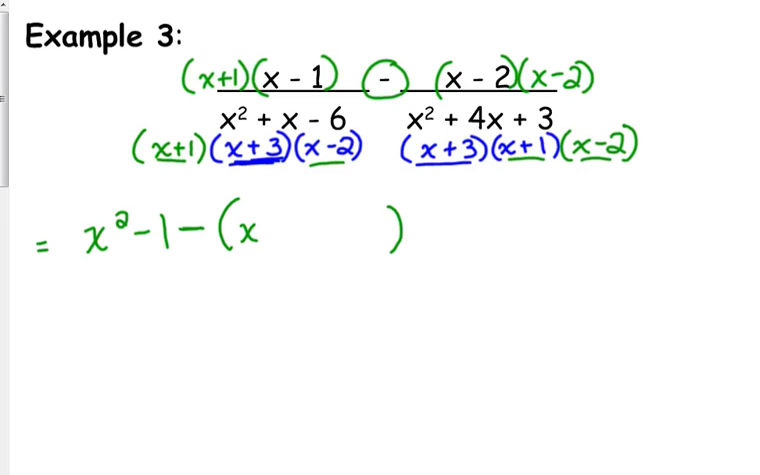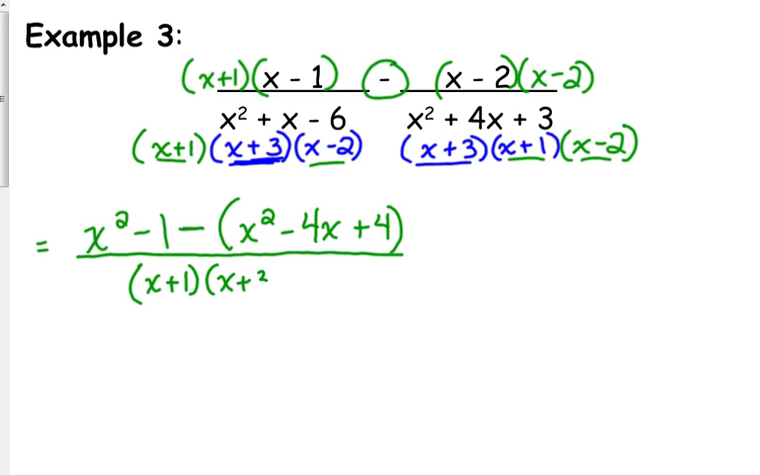So x times x is x squared. The outside gives me negative 2x. The inside gives me negative 2x. So I've got negative 4x for the middle term. And negative 2 times negative 2 is positive 4. So I've multiplied out my two numerators. I have combined them into a single numerator. I just need to copy down my common denominator, x plus 1, x plus 3, x minus 2. Now I'm going to apply that negative to everything from the second numerator.